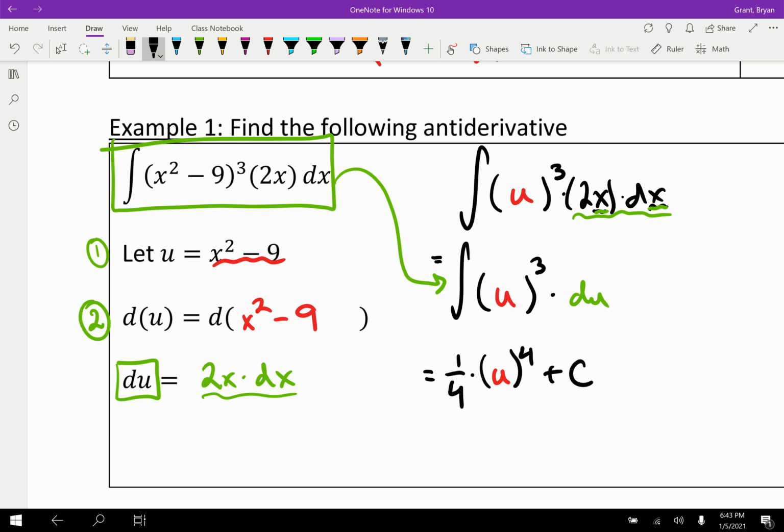So are we done? Well, no, we wanted the antiderivative in terms of x. So just like the trig problem on the opener, we do need to go back through and replace u with what it originally equaled. And u, of course, was originally equal to x squared minus 9, right? We saw that up here. And then we still have the fourth power plus c.